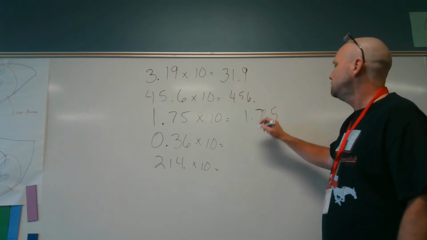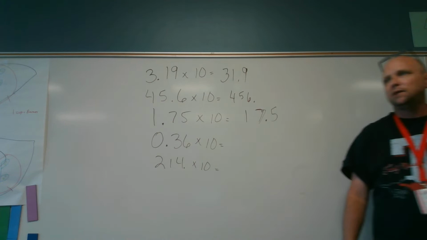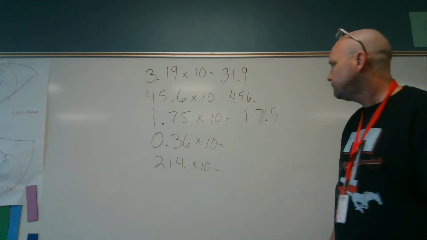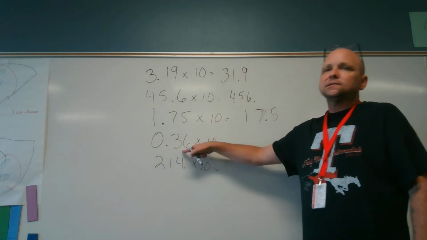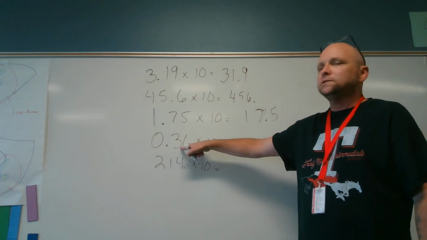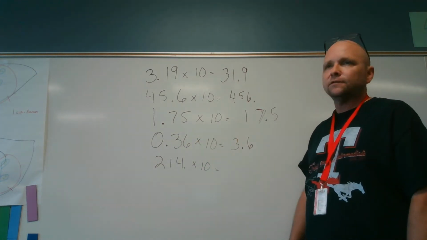That says 17.5, or 17 and 5 tenths, or 17 and a half if you want to be fractiony. Next, 36 hundredths times 10. We move the decimal point one place to the right, which puts it behind the 3. We have 3 and 6 tenths. Correct.